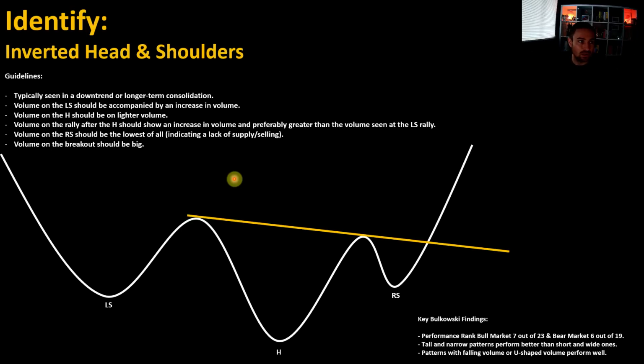This one here, inverted head and shoulders, typically seen in a downtrend or longer term consolidation. Volume on the left shoulder should be accompanied by an increase in volume. Volume on the head should be on lighter volume. Volume on the rally after the head should show an increase in volume, and preferably greater than the volume seen at the left shoulder rally. Volume on the right shoulder should be the lowest of all, indicating a lack of supply selling. Volume on the breakout should be big, as you'd like to see on every breakout. Pesavento performance rank, much better this one, 7 out of 23, and in a bear market 6 out of 19.